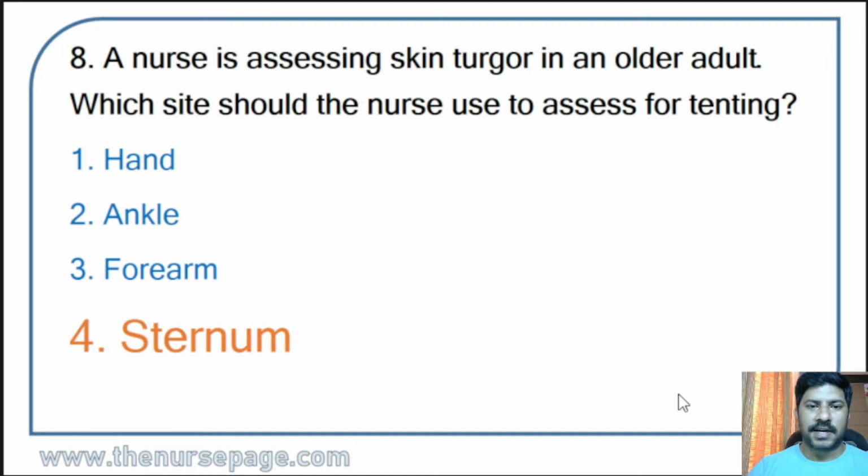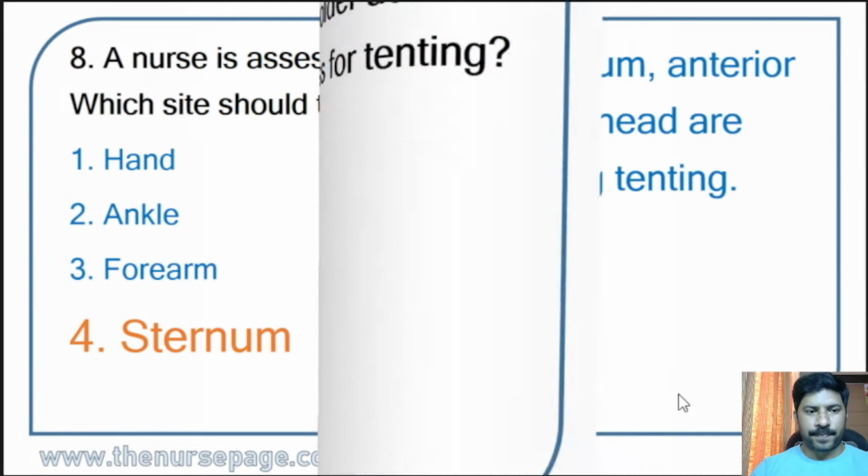Correct answer is sternum. In older adults, we will do the skin turgor assessment on the sternum. Usually, we check the back of the palm for normal adults. In older patients, there will be wrinkles over the body, so the sternum will be the best part to assess skin turgor for older adult or geriatric patients.